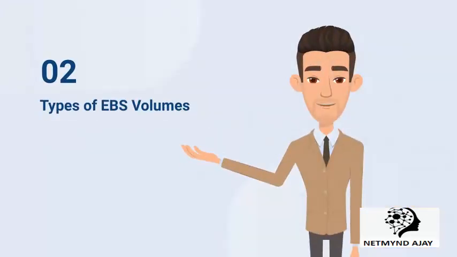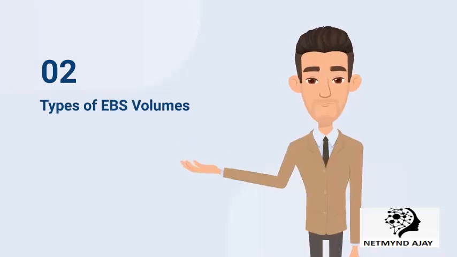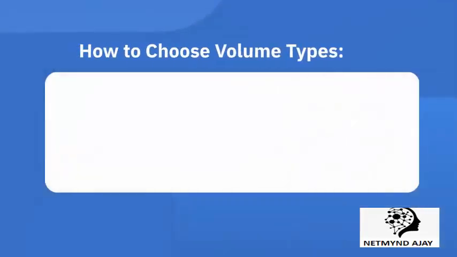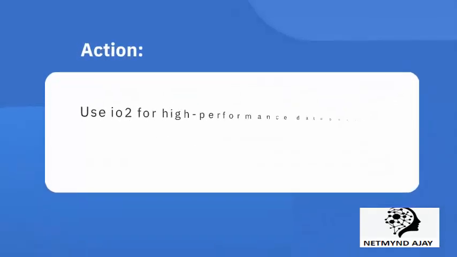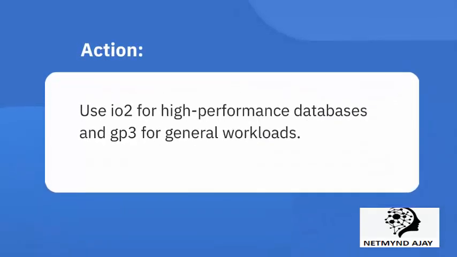Different EBS volume types cater to various performance needs. How to choose volume types: select based on your workload needs. Action: use IO2 for high-performance databases and GP3 for general workloads.